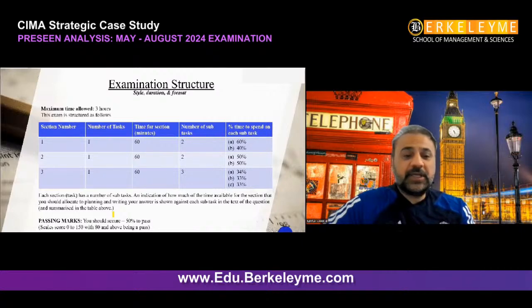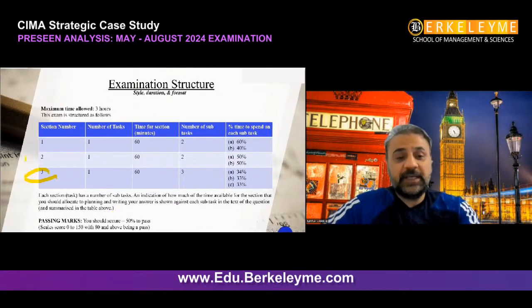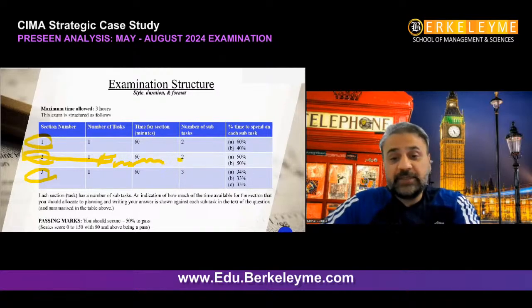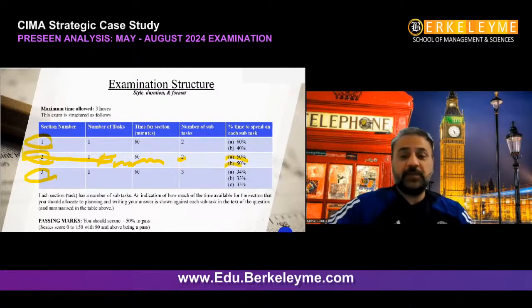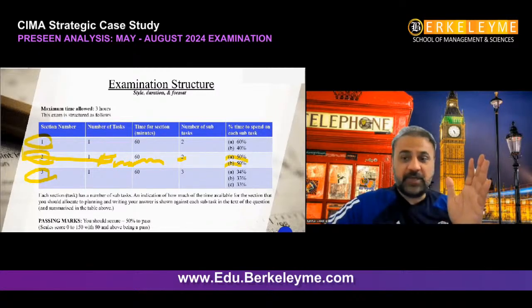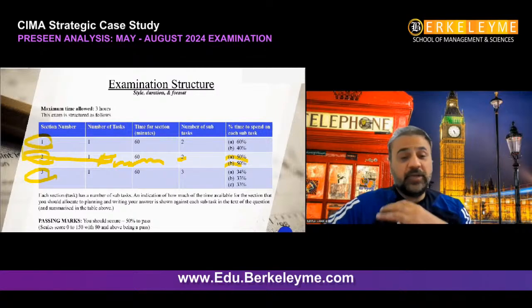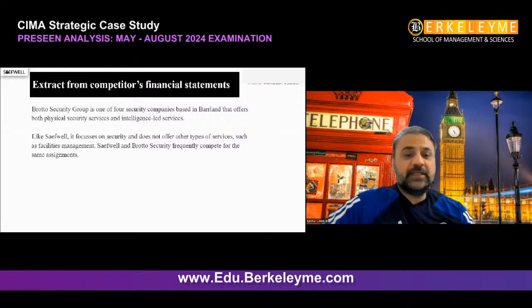This is just to tell you, and I told you before as well, that there are 3 sections in the exam. Section 2 is your financial reporting, your finance, which will have 2 questions of equal weightage, meaning 30 minutes for each question. This is the allocation. And yes, this is a good area where we can secure ourselves very easily. Now let's go to the Preseen.